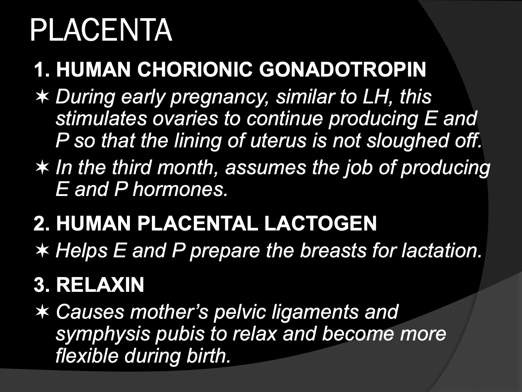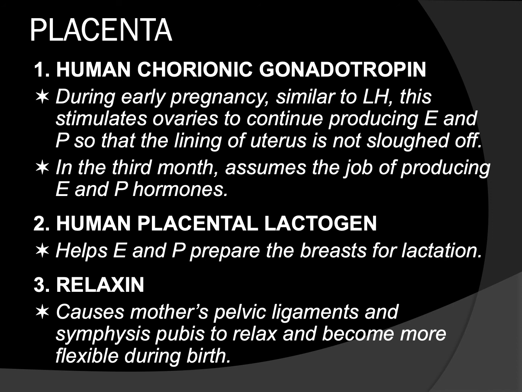Pagbuntis ang babae, similar to LH, it stimulates ovaries to continue producing estrogen and progesterone. Again, para yung lining ng uterus hindi mag-slough off. Kasi may nakatanim doon. And yun yung baby. So, hindi siya pwedeng mag-slough off. Increased hormones during pregnancy means the pregnancy will be successful. Kaya yung ovary, pagbuntis ang babae, mataas ang estrogen at progesterone. Tinutulungan pa siya ng placenta sa pagpapataas ng hormones na yan. In the 3rd month, it assumes the job of producing estrogen and progesterone hormones.